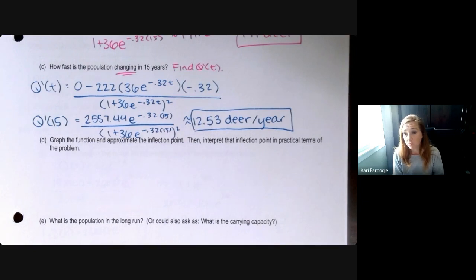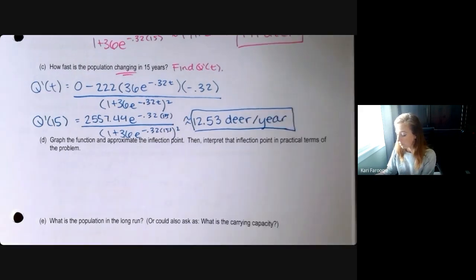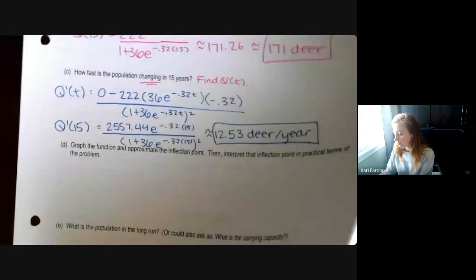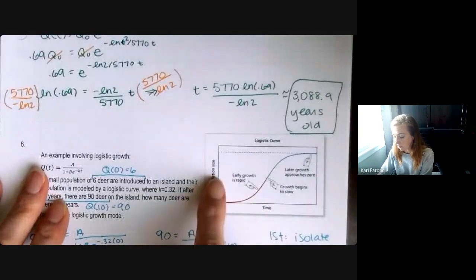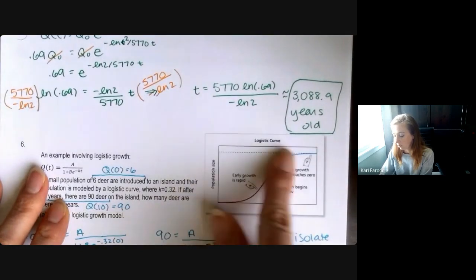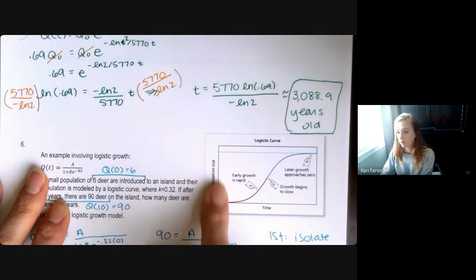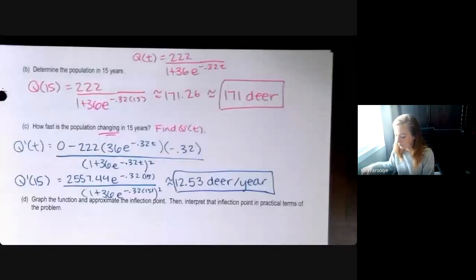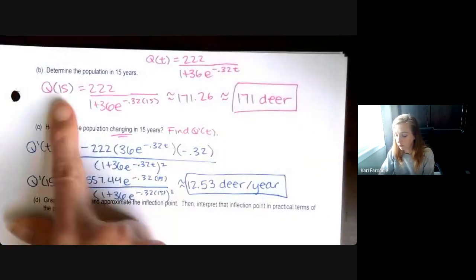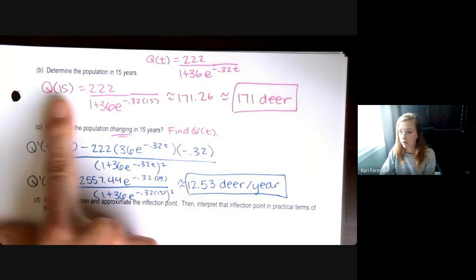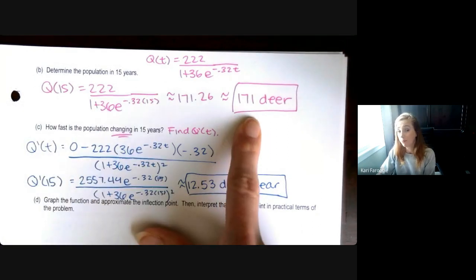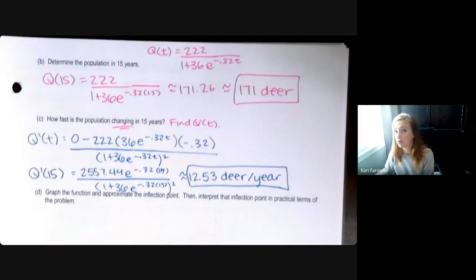Graph the function and approximate the inflection point, then interpret the inflection point in practical terms. Okay, so this takes us back to that general view of the graph that was given to us when the logistic function was introduced. We're going to graph ours, and we have to be mindful of our population size when we look at the window. I know that after 15 years, we have 171 deer. So if the x-axis is representing time and the y-axis is representing population, I'm going to have to make sure my y-axis is going up to some pretty high values.